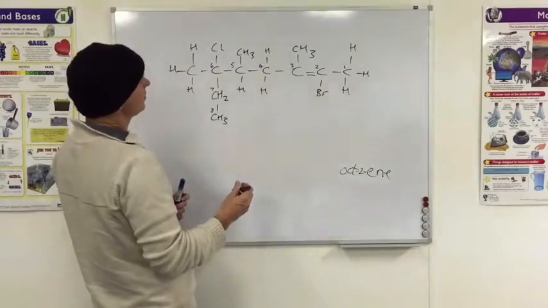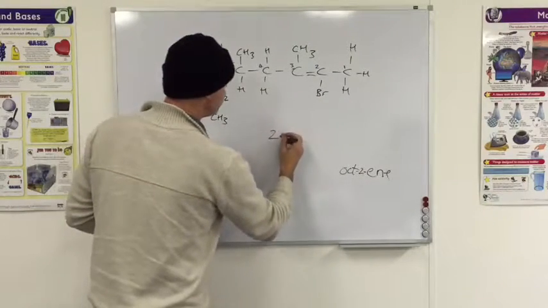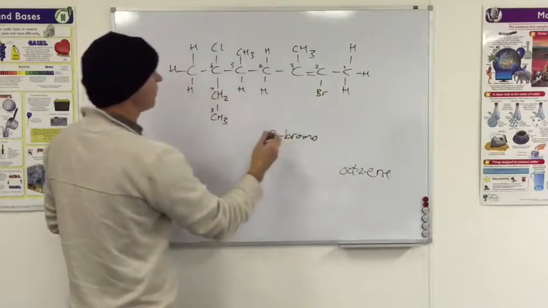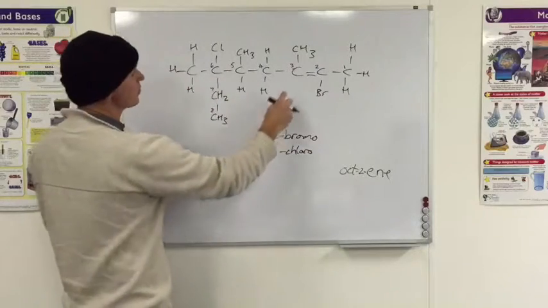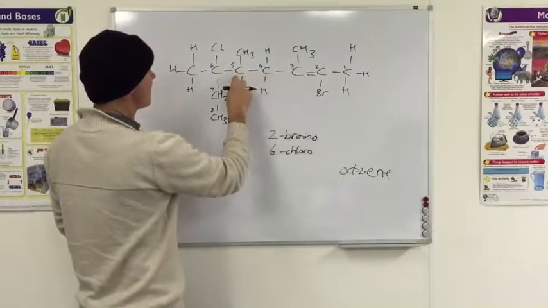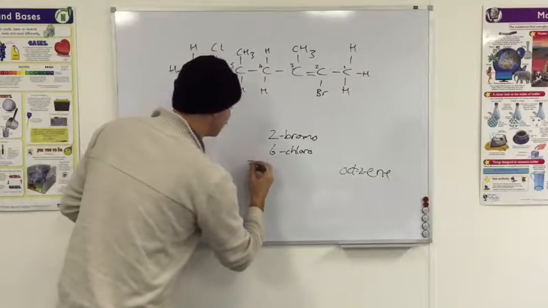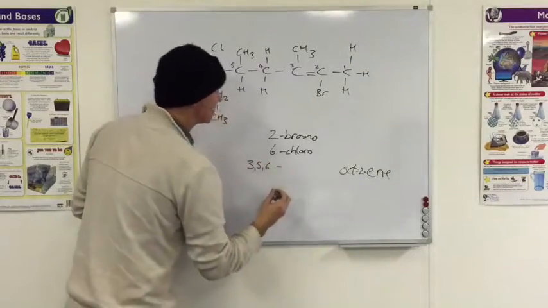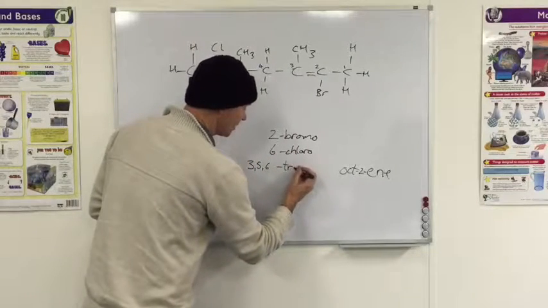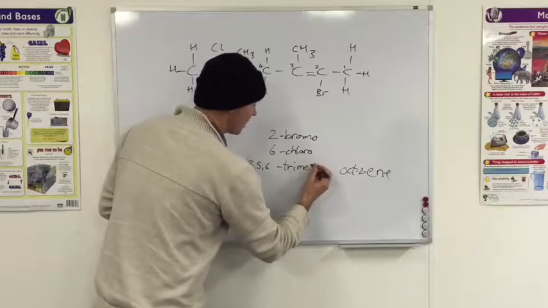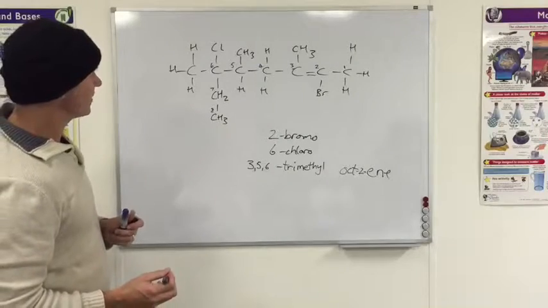So let's work with our bromo first. That's going to be a 2-bromo. And then our chloro is going to be a 6-chloro. And then our methyls: we've got one on 3, we've got one on 5, and we've got one on 6. Okay, so we've got a 3, 5, 6 methyl. But before we jump into putting the methyl, we have to say that there's 3 of them, just to remind ourselves, and we would go for trimethyl. Okay, so that's the sort of name that we've got to put together.